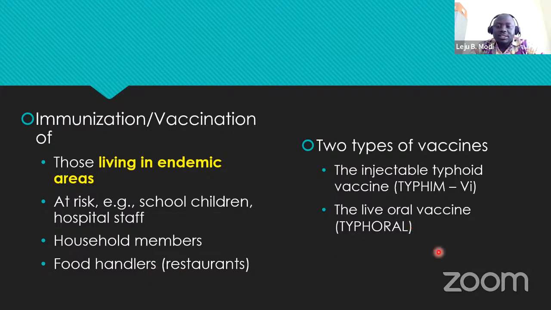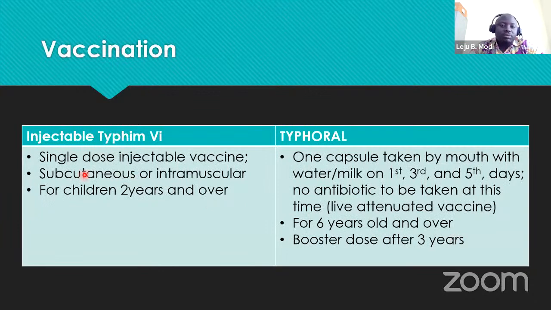In terms of vaccines, there is the injectable typhoid vaccine and then the oral one, which is taken as a capsule. The injectable can either be put under the skin, subcutaneous, or into the muscle, which could be either here or in the buttock. And it can be used for people 2 years and above. So even children of 2 years can receive this, as opposed to the oral one, which is taken as a capsule, of course, by mouth using either water or milk. It's taken as 3 doses on the 1st, 3rd, and 5th days.